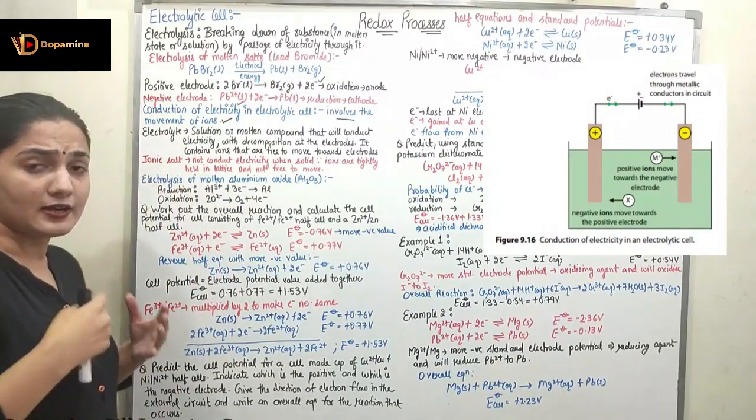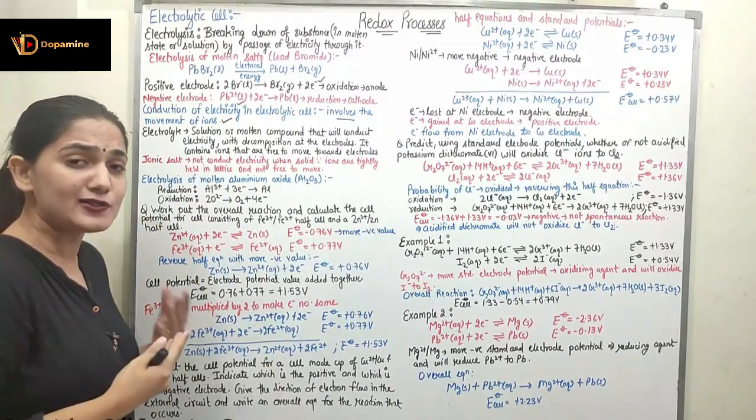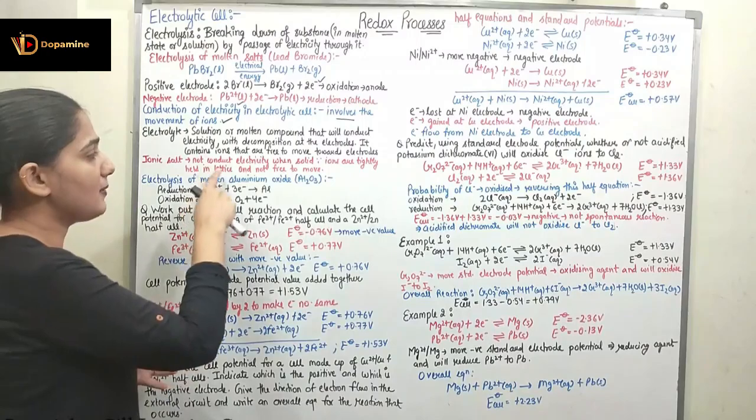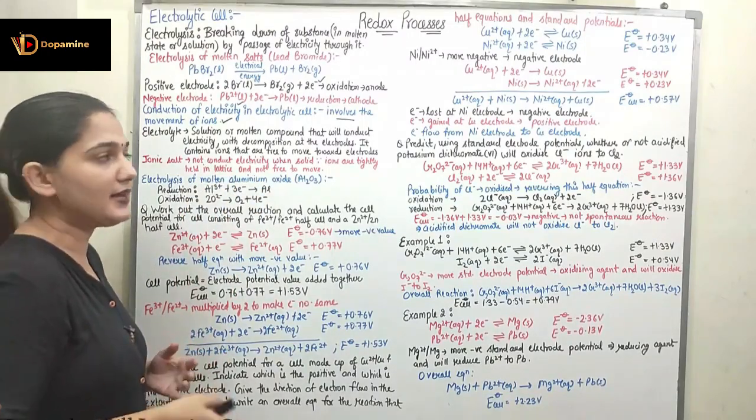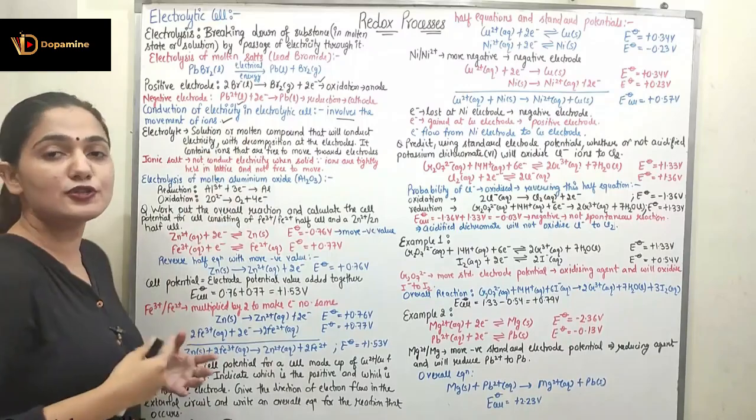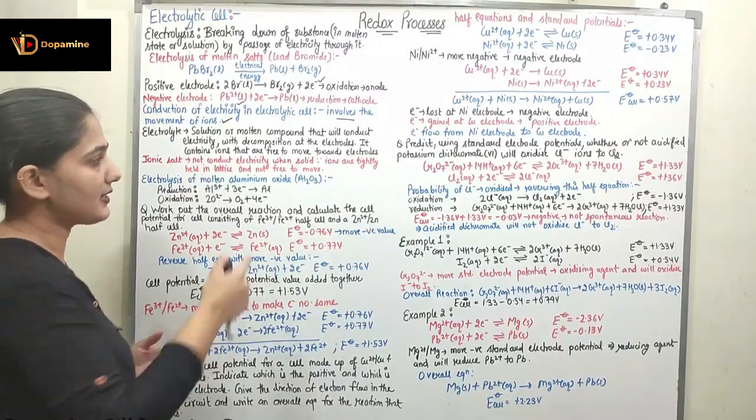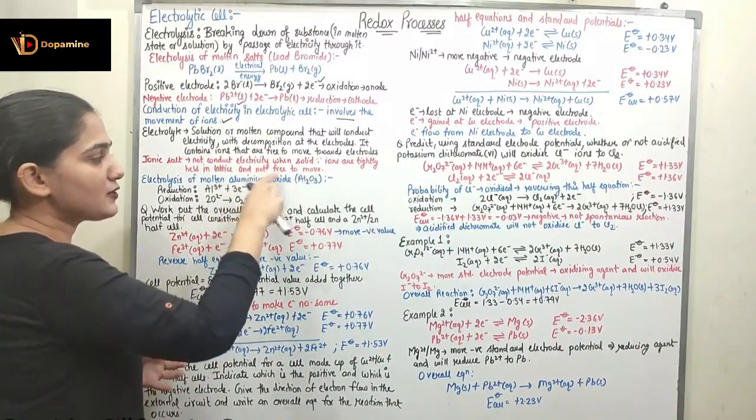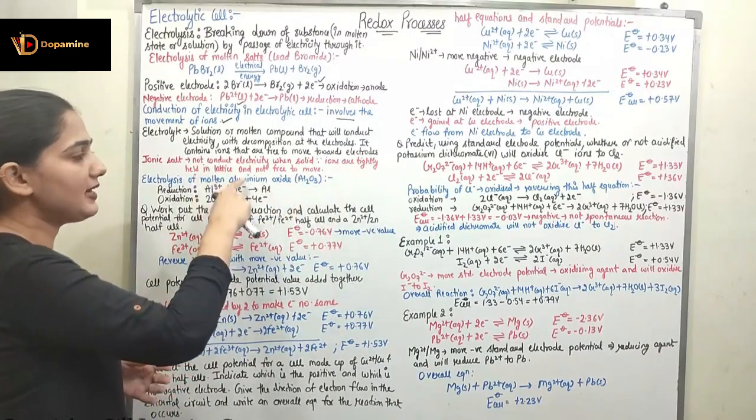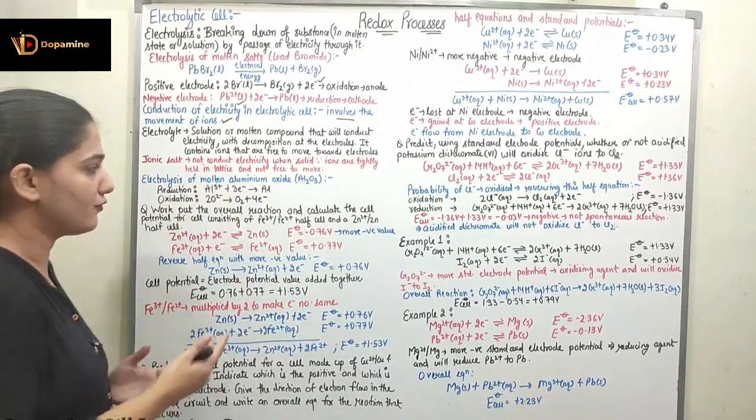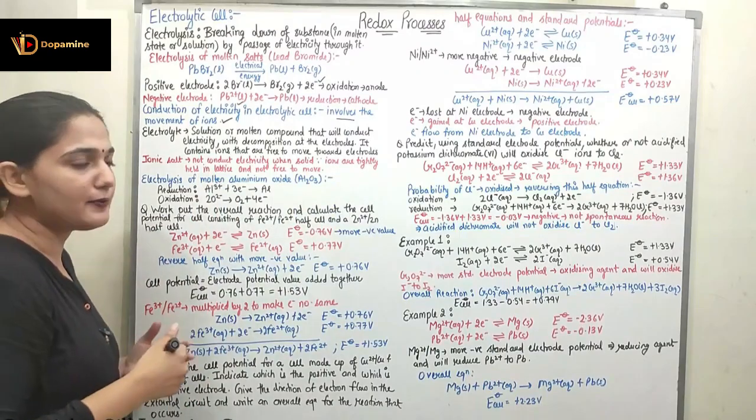Coming to the ionic salt. Whenever I have an ionic salt in the solid state, it is not able to conduct electricity. Only when it is in the molten or solution state can it conduct electricity. Why? In the solid state it is not conducting electricity because ions are tightly held in the lattice and they are not free to move, right? So I can say the current will not be passing.